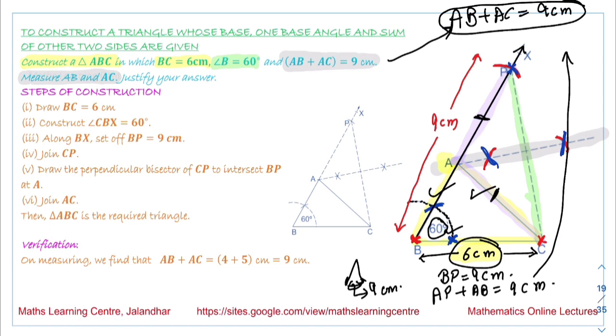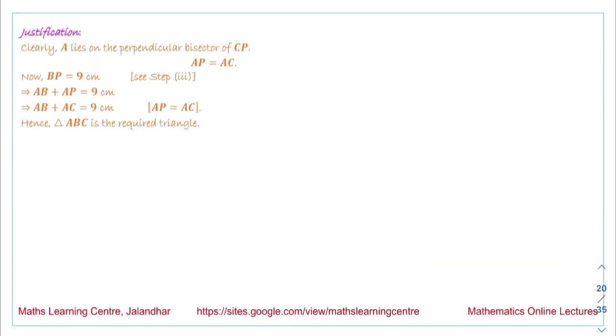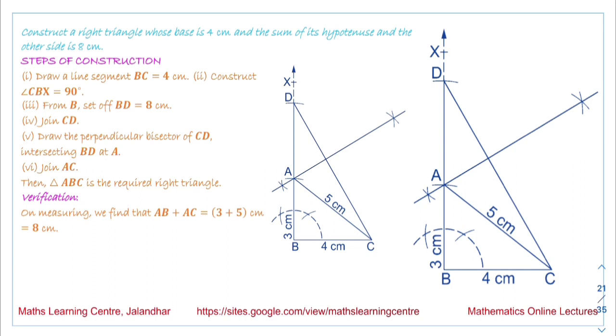Now next we have to construct a right triangle whose base is 4 centimeters and the sum of its hypotenuse and the other side is 8 centimeters. This is a similar kind of question that we have done previously, and the only difference is that in the previous question the angle was 60 degrees. Now it is given that the angle over here is 90 degrees, and the base is given to be 4 centimeters.